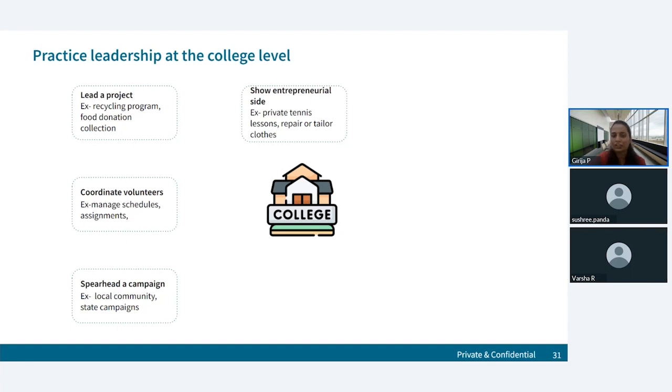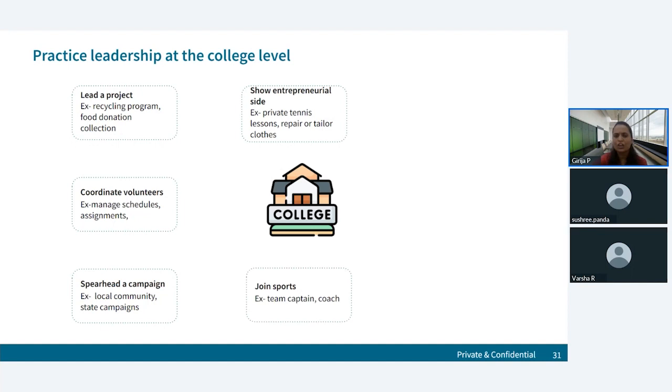So you can also do private lesson tennis, and you can offer to repair and tailor clothes for friends or family members. Another way you can enhance your leadership style at college level is to join any sports.